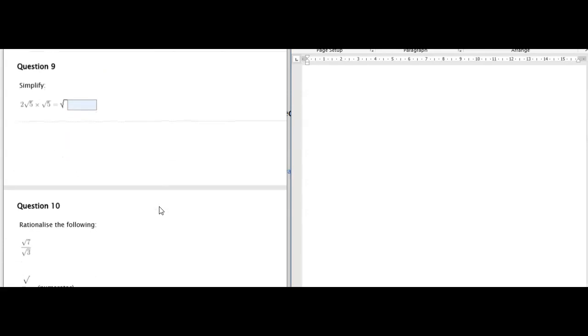Question 9. So we've got 2 root 5 times root 5. Now, when we do this, you can see everything is under the one square root sign. So before I do that, I'm going to write this 2 as a square root of 4. Okay, so 2 is the square root of 4. Then we've got root 5, and there is a multiplication sign there. We just don't write it. And then there's a multiplication sign here.